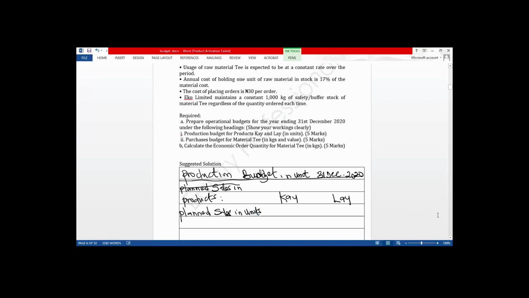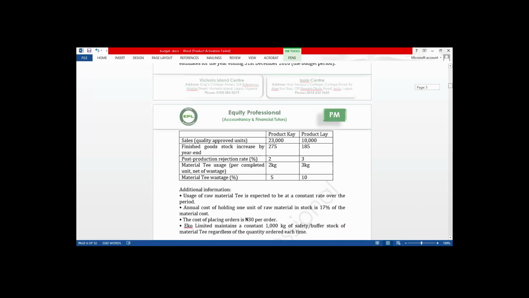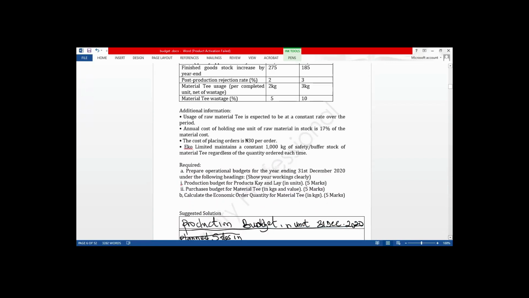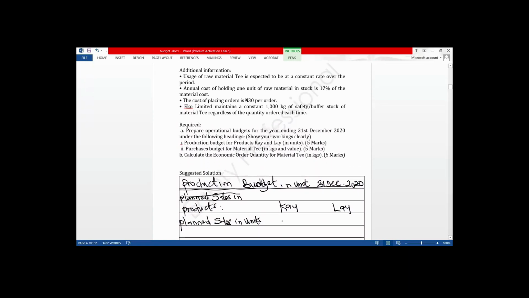If you look at the question, quality approved units, the sales in units for product K is 23,000 units. For product Lay, 10,000 units. Please pick your figure. This is 23,000 units. This is 10,000 units.